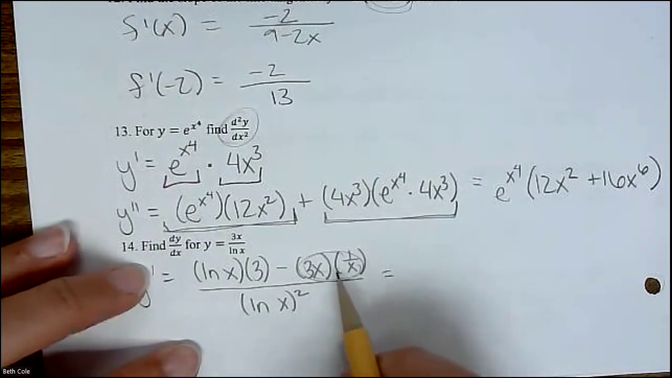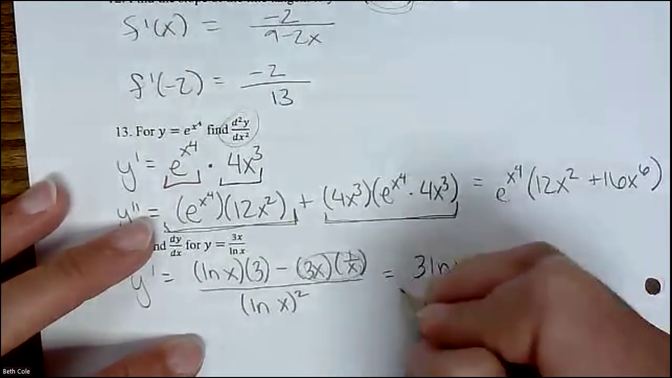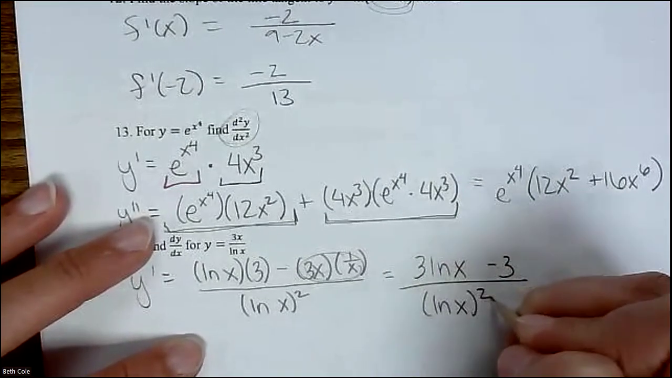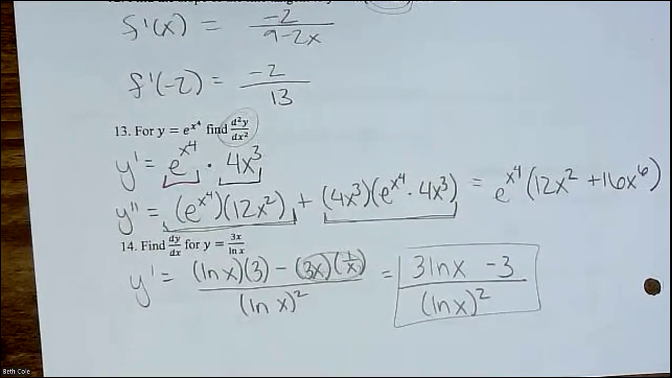Now the only thing they do to simplify this one down is the x is going to cancel in this. And so it'll be, I'm going to put this 3 out front, 3 ln x minus 3 over ln x squared. Because those x's are just going to cancel out.